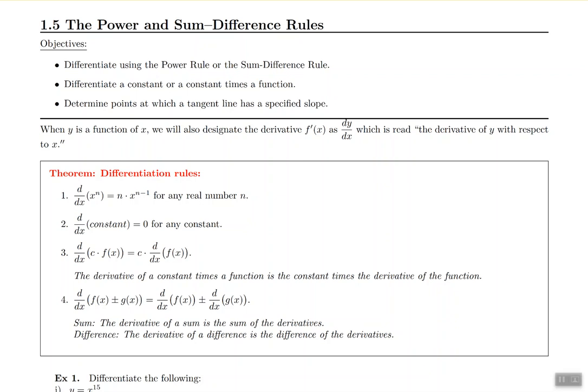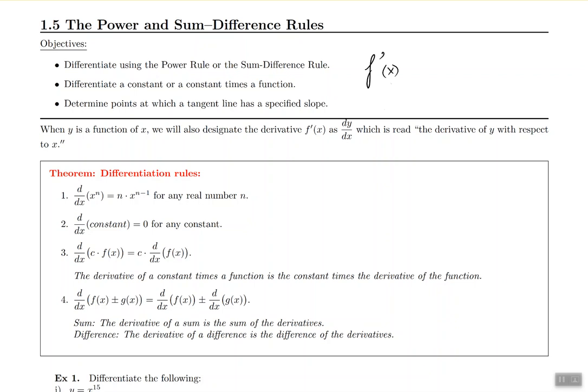Section 1.5, the power and sum difference rules. In this section, we are going to learn some of the shortcuts for finding the derivative. We will also learn a whole lot of notation, so you have to keep track of all the notation. We already know that f apostrophe, that notation, means the derivative.